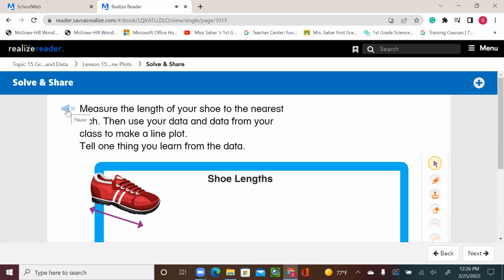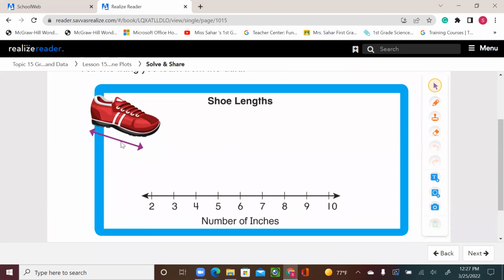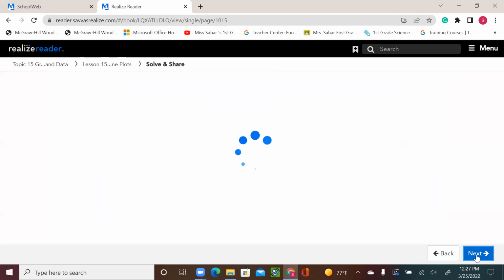Measure the length of your shoe to the nearest inch. Then use your data and data from your class to make a line plot. Tell one thing you learned from the data. All right, so you can have fun doing this activity and try to have different shoe sizes and measure them and use the inches, and also record your data using the line plots. So let's watch our video.